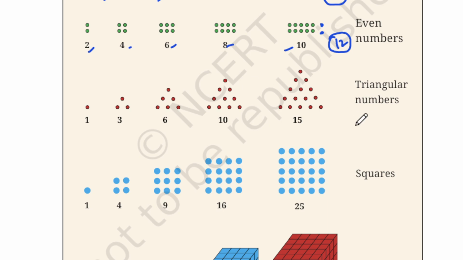So triangular numbers, what rule are we following? Plus 2, plus 3, plus 4, plus 5, plus 6. So we are following a triangular shape here. 1 plus 2 is 3, 3 plus 3 is 6, 6 plus 4 is 10, 10 plus 5 is 15, and 15 plus 6 would be 21. So the next triangular number obviously will be 21.